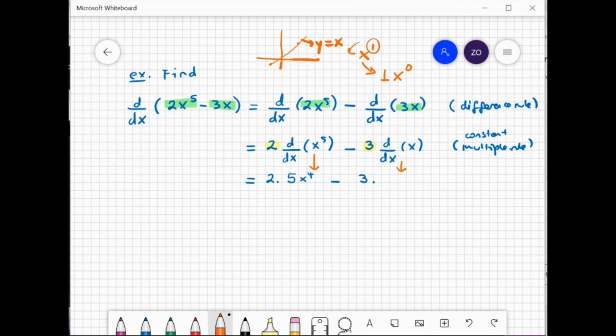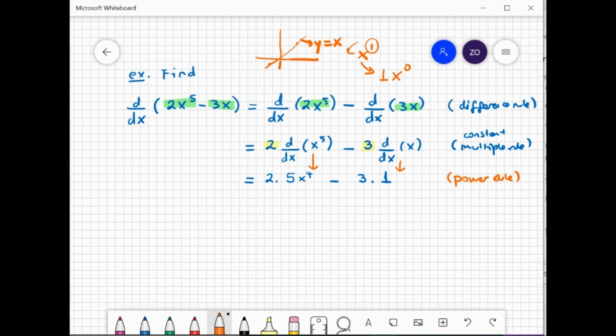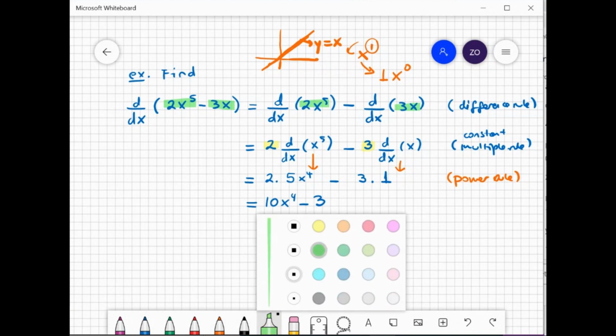And what do you get? You get 1 times x to the 0, which is 1. And realize that the function y equals x has a constant slope of 1. This is consistent, right? You can consider it geometrically or using the power rule that the derivative of x is 1. Now, last step. So we just simplify this expression. 2 times 5 is 10, x to the 4th minus 3 is the derivative of this function.